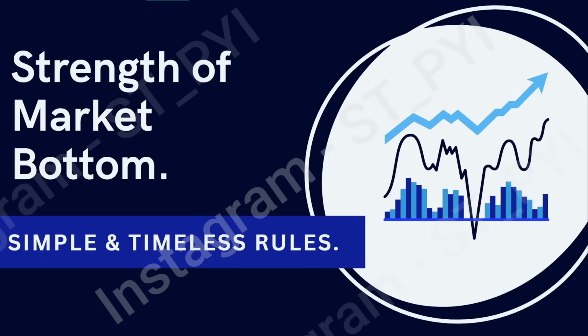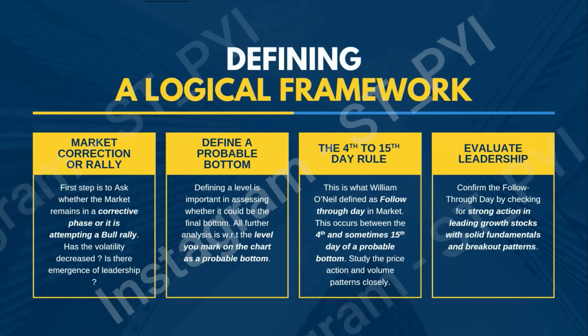So today's topic is about analyzing the strength of a market bottom, or in other words, how strong is the current rally in the market, and how do you use the rules taught by William O'Neill and Stan Weinstein to determine the probability of the bottom that was recently made in the market and to assess the strength of the ongoing rally. So again, we'll be starting with the simple framework that has already been discussed by Stan Weinstein and William O'Neill. And of course, this is my understanding of that particular framework. That is what I've put across. And of course, everything will be backed by relevant data points.